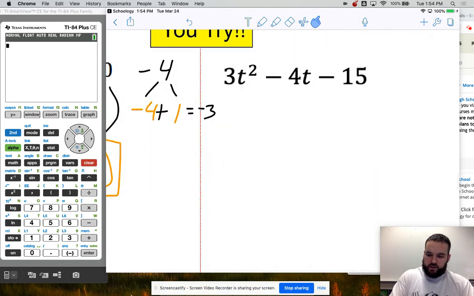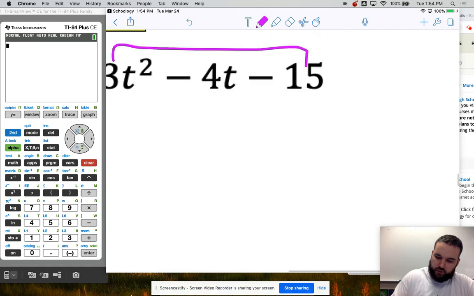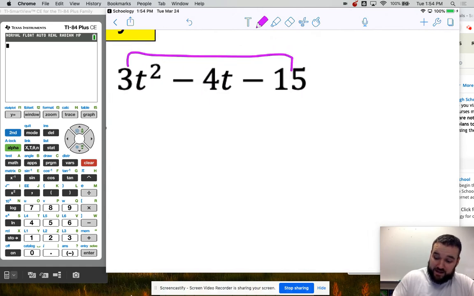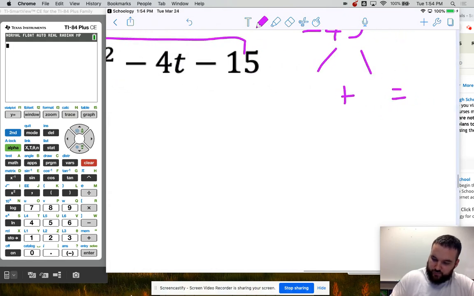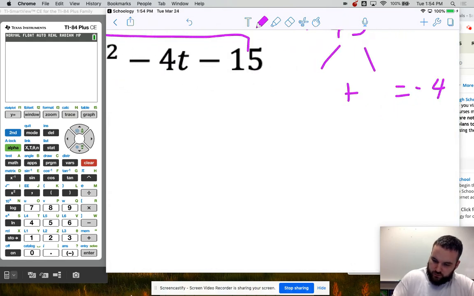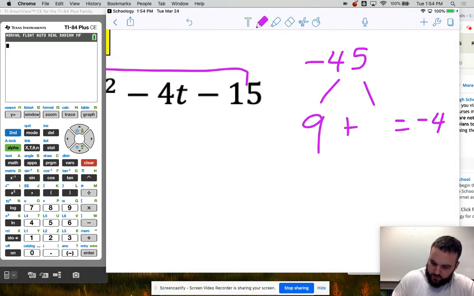Okay. Here, 3t squared minus 4t minus 15. 3 and 4 have nothing in common, so I'm going to go ahead and multiply. That is a negative 15, so I have to make sure I put negative 45 up top. Has to add to negative 4. And what multiplies to 45? Well, 9 times 5 works. And if I make the 9 negative, negative 9 plus 5 will give me negative 4.